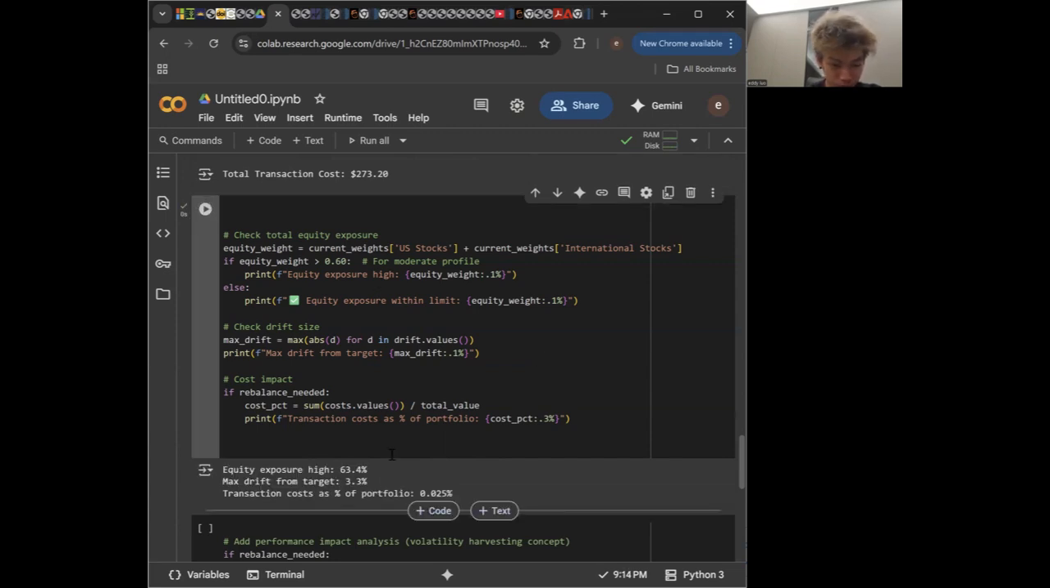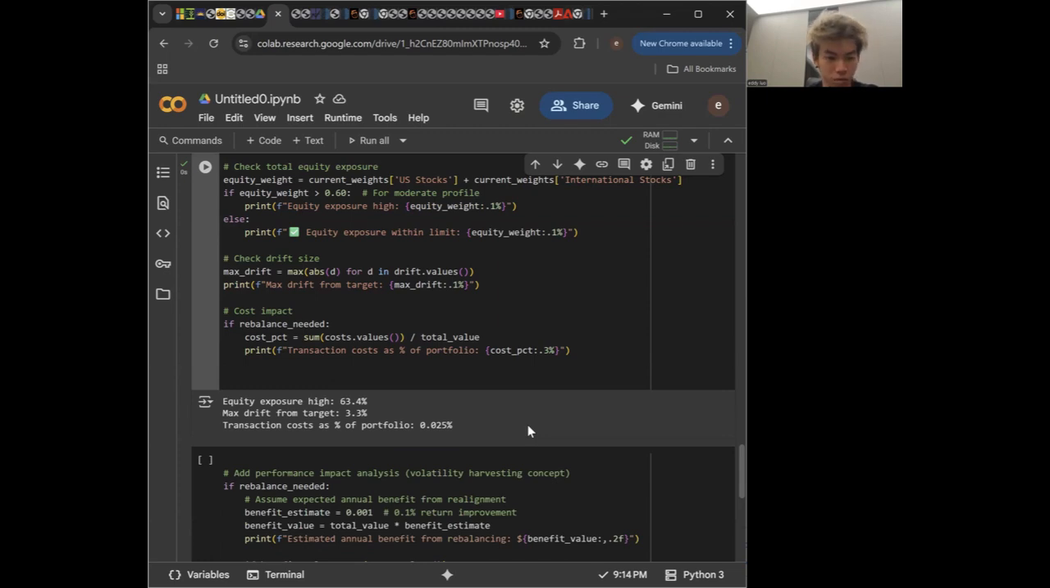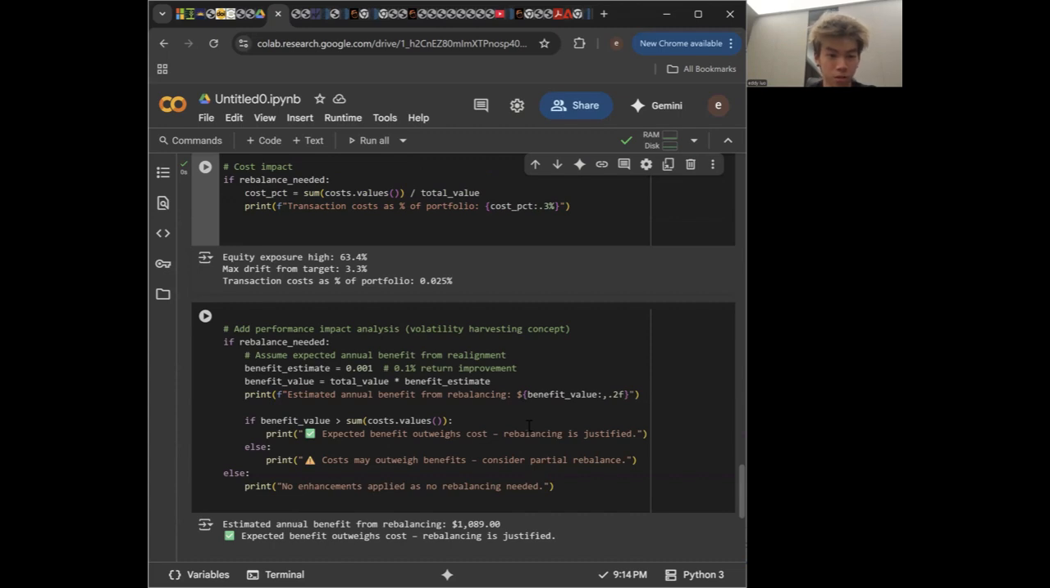The portfolio after the first quarter of 2024 has an equity exposure of 63.4%, which is high, with a maximum drift from the target of 3.3%. I forgot to say this part: we also check the cost as a percentage of the portfolio, where $273.2 is 0.025% of the portfolio.